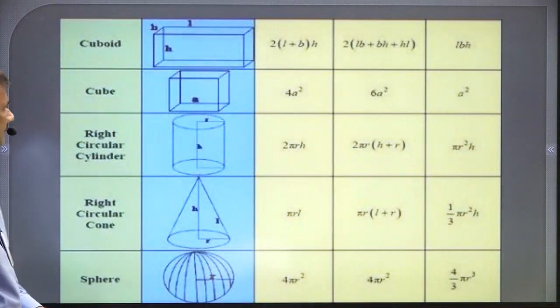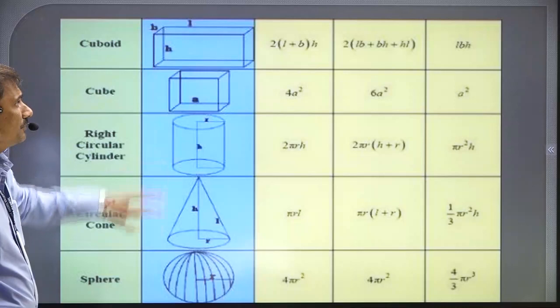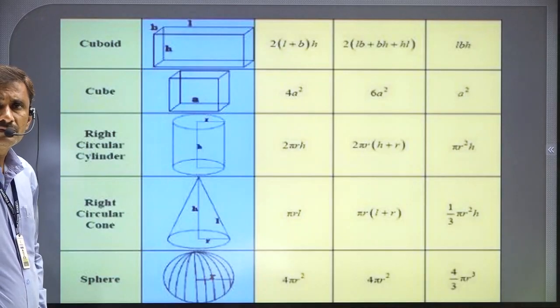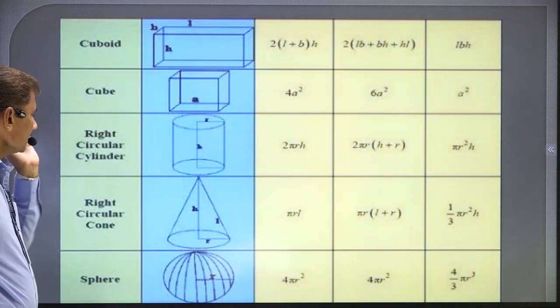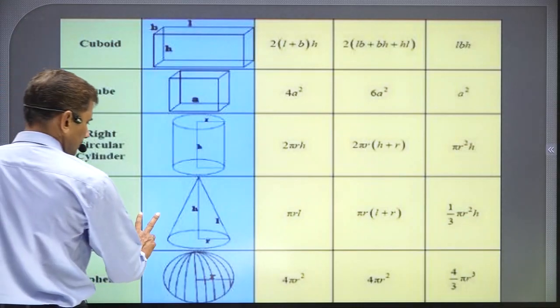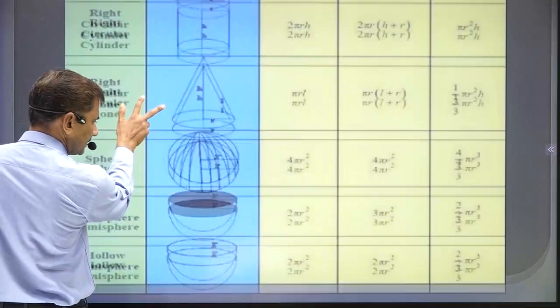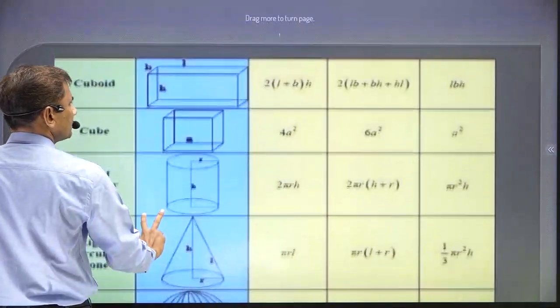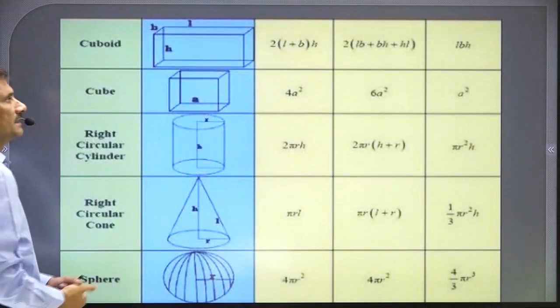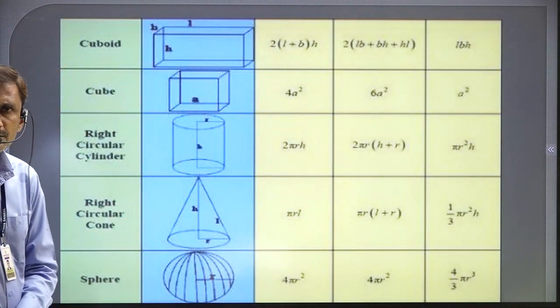Okay, this is actually everything. Right now we focus on cuboid and cube only. So I think the remaining shapes, cylinder, cone, sphere and hemisphere, we will not discuss right now. Just focus on the first two lines. We already discussed here.